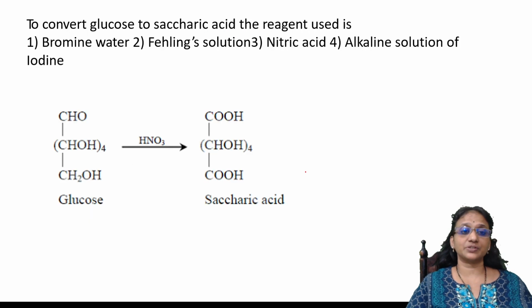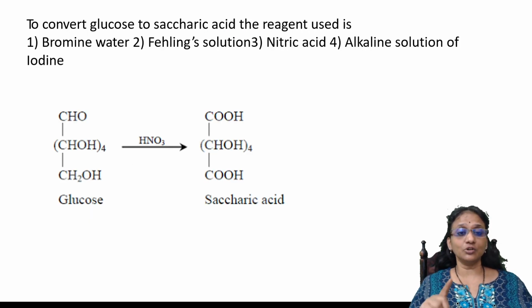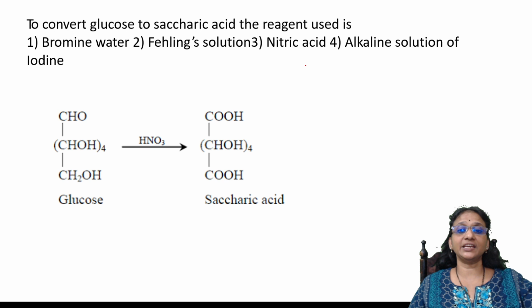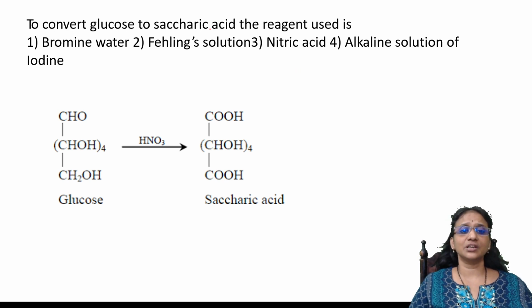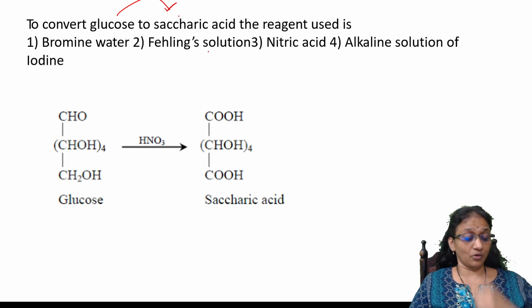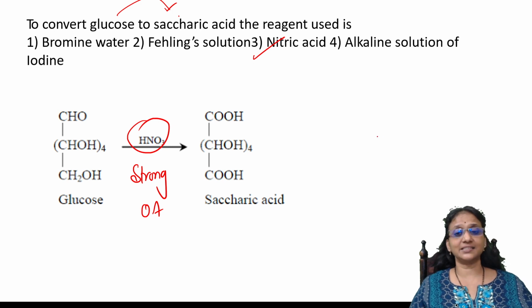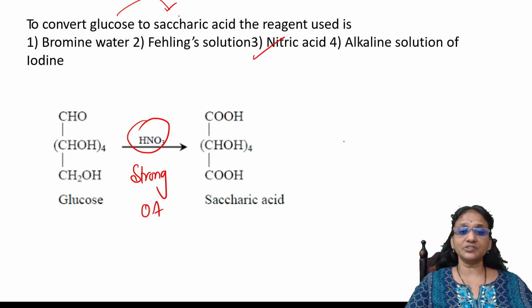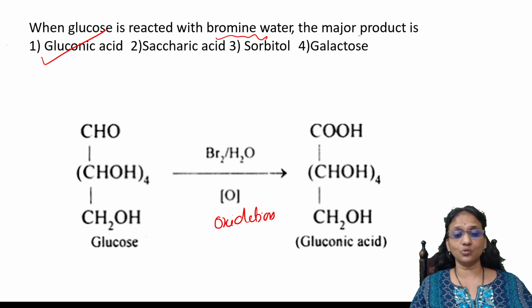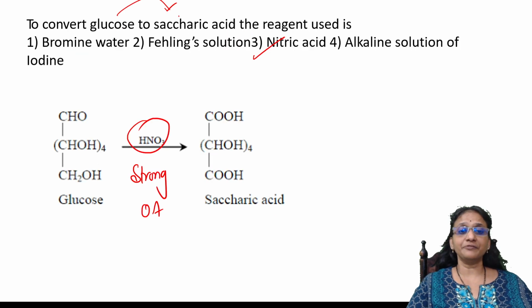Easy. Next question. To convert glucose to saccharic acid, the reagent used is simple, students. Glucose is converted to saccharic acid by using a strong oxidizing agent. Strong oxidizing agent, that's nothing but nitric acid. So remember carefully, as I said earlier, if it is with bromine water, you will get glucose to gluconic acid. If it is with nitric acid, you will get glucose to saccharic acid.